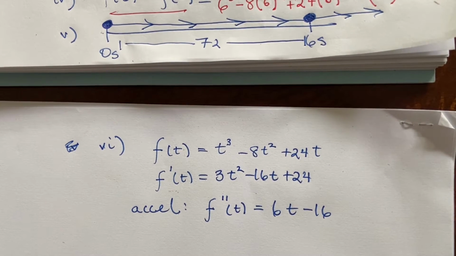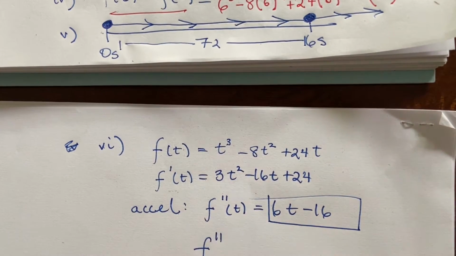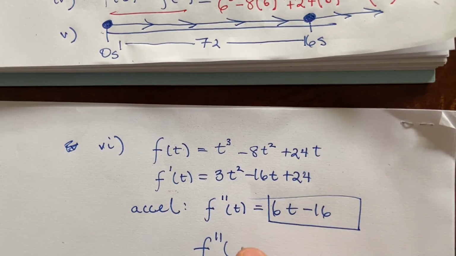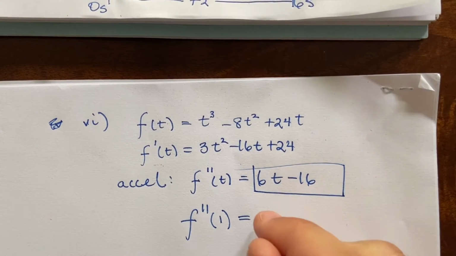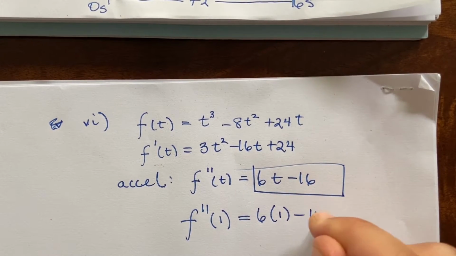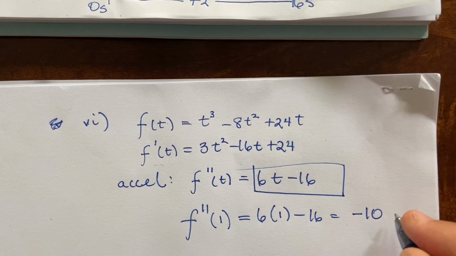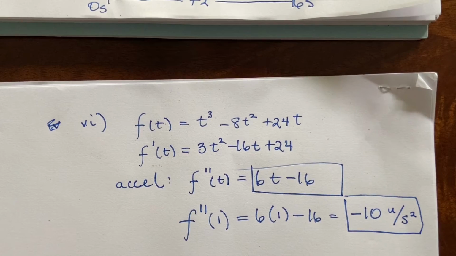What is the acceleration after 1 second? So I'll just go ahead and box this for part of my answer, and then f double prime of 1. So that would be -10, and then that would be some distance unit per second squared. So negative acceleration at that point, in other words, slowing down.